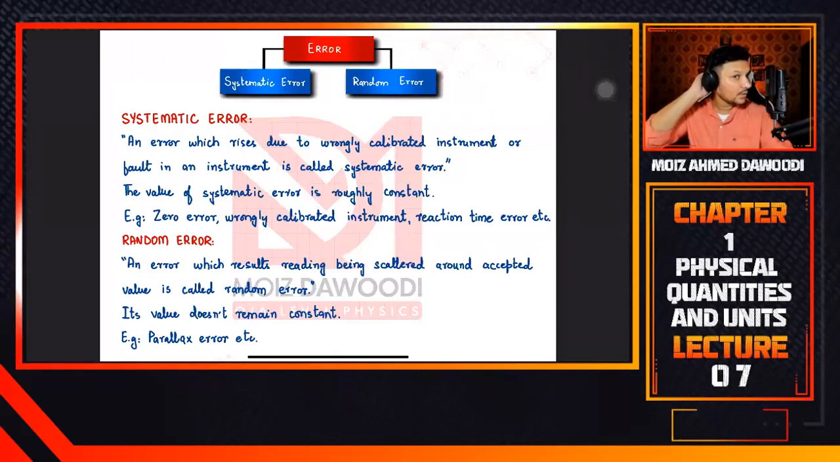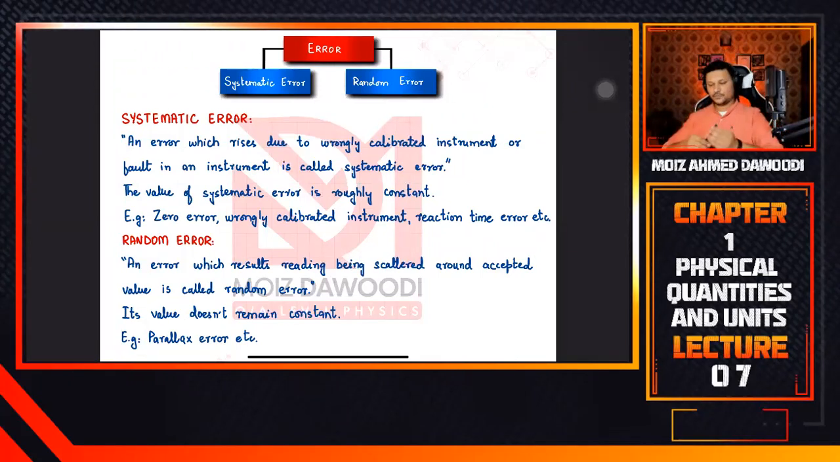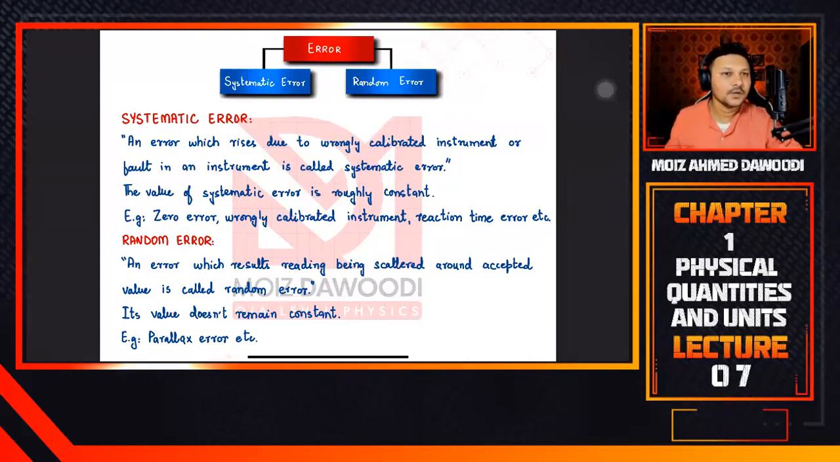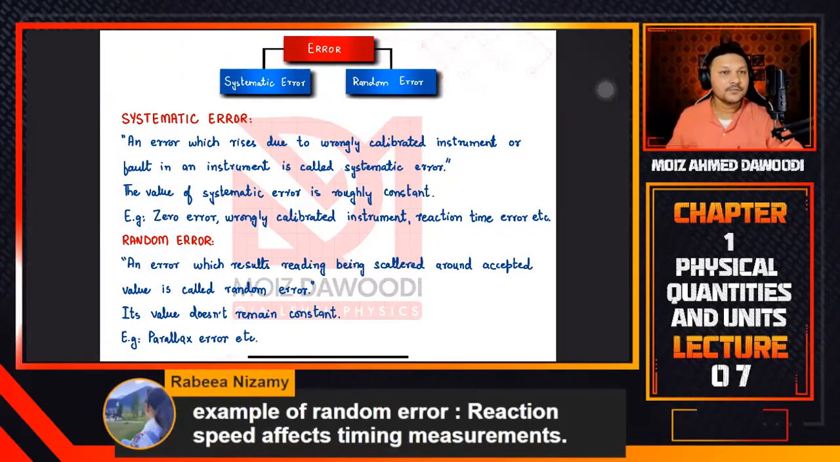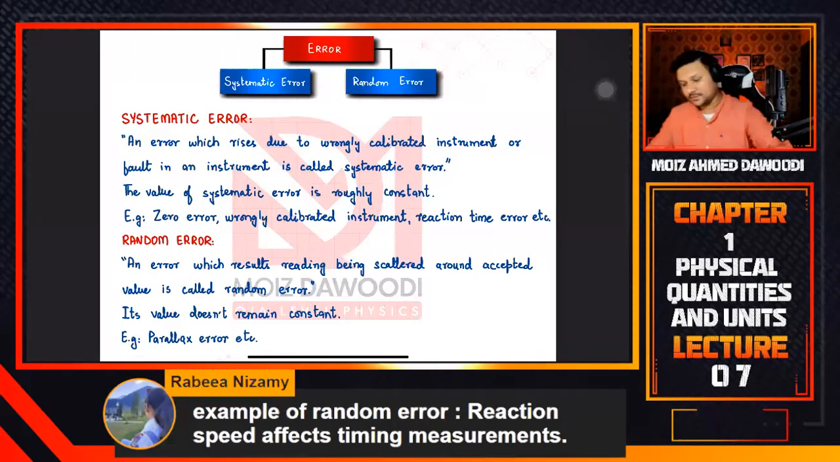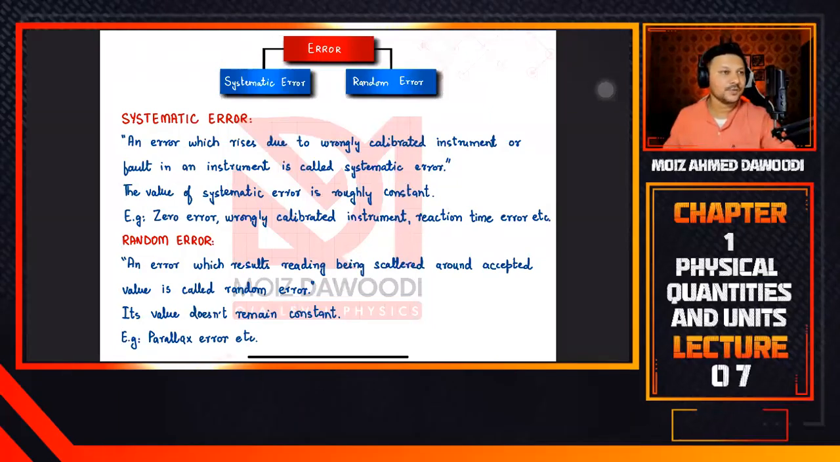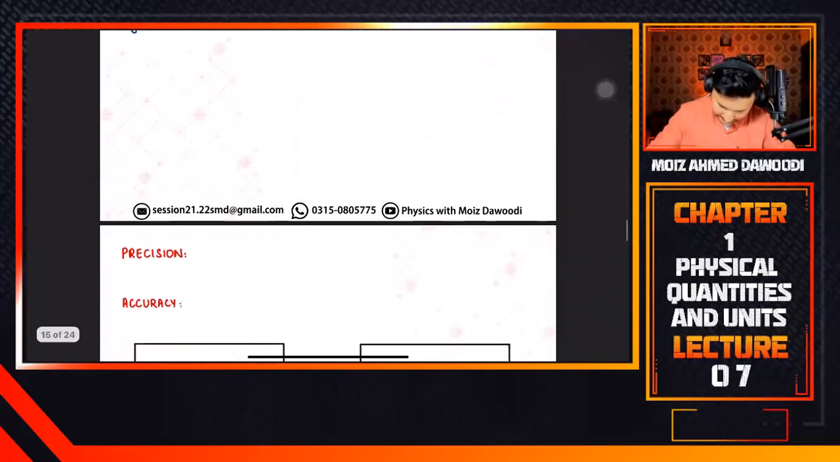Cool. Let me know when you are done. When you have written down, let me know. Cool. Done, sir. Okay. Yes, Rabia. This is what we said. Human reaction error can be one of the random error. Thanks for your input. Okay, let's move ahead.